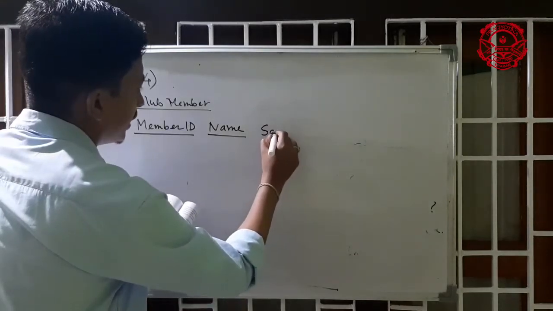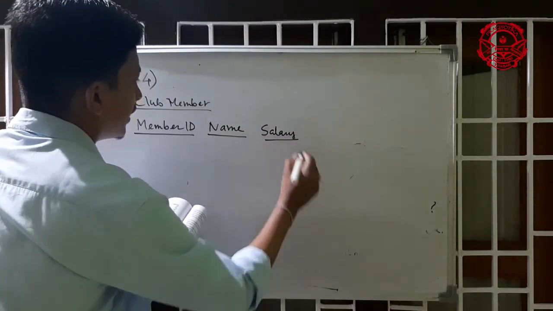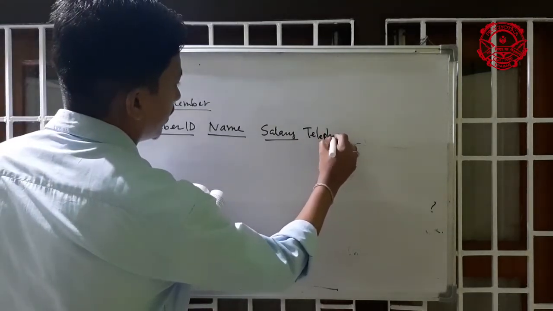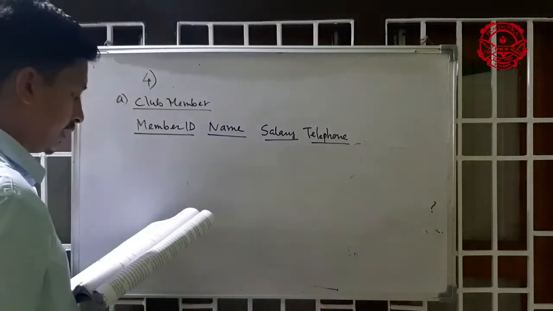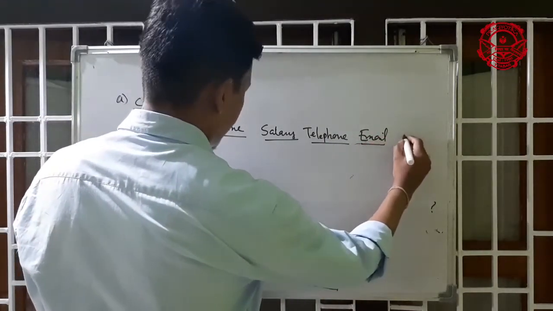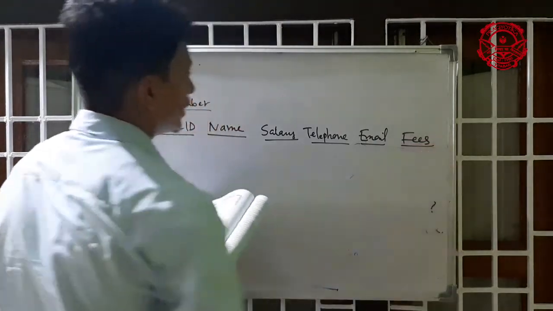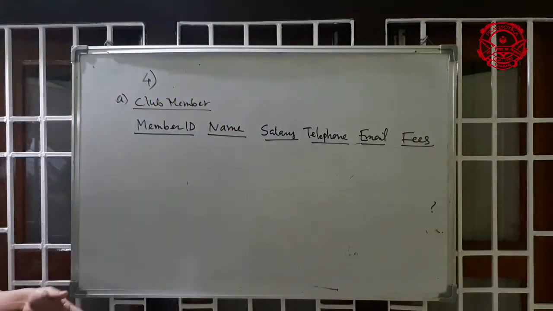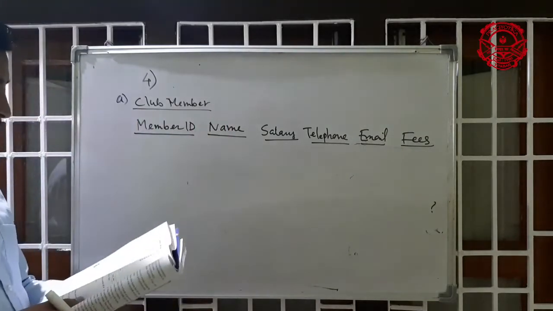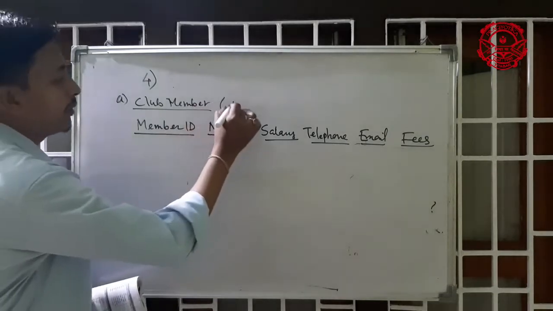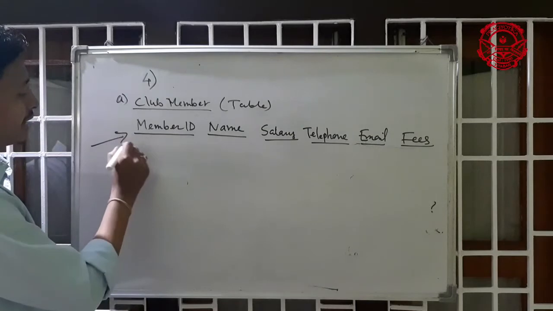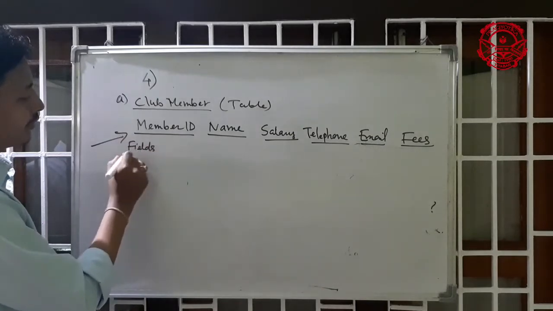The third is salary, telephone number, email, and the last one is fees. So you can see this is a club member table. The club member table is a table called club member, and these are the fields.